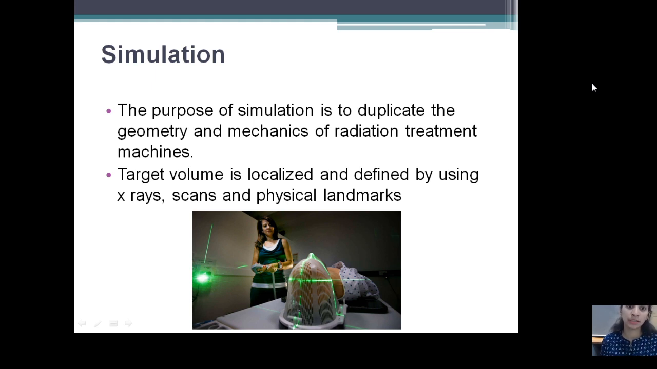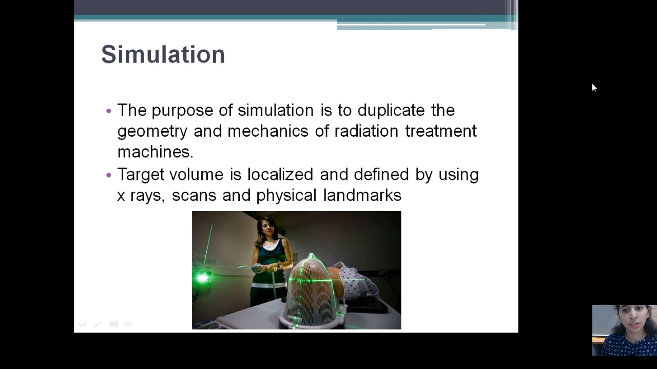So simulation will be done. Simulation is actually the duplication of the same radiation treatment process. In this, the radiographs will be obtained for the patients. For diagnosis also we are doing the radiograph. So what is the difference between the radiograph for diagnosis and the radiograph for the simulation? In simulation we need to specify the positioning of the patient as well, because we are duplicating the same position at the time of radiation therapy.